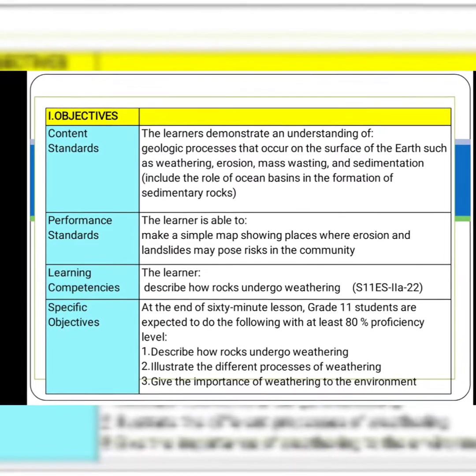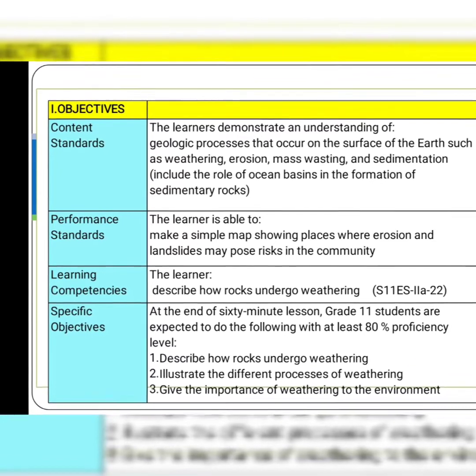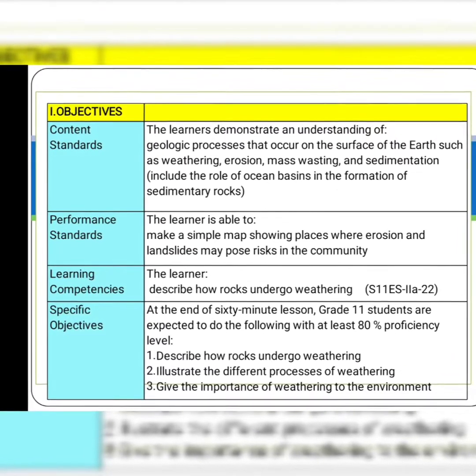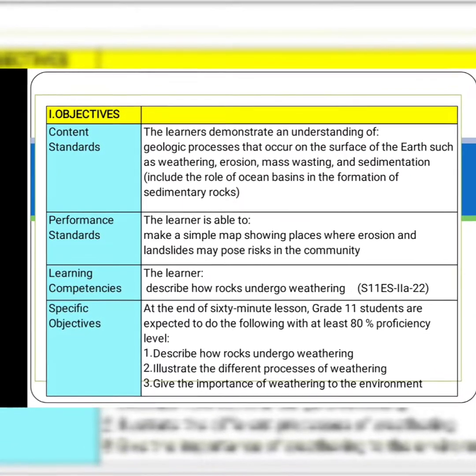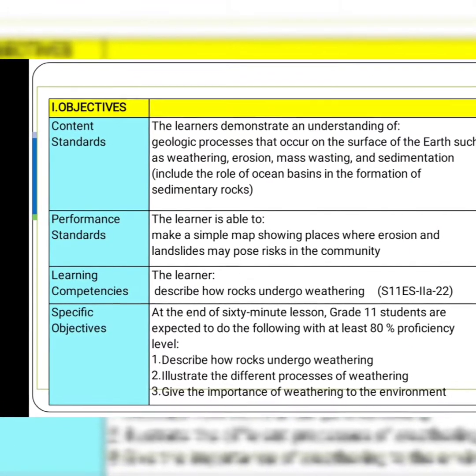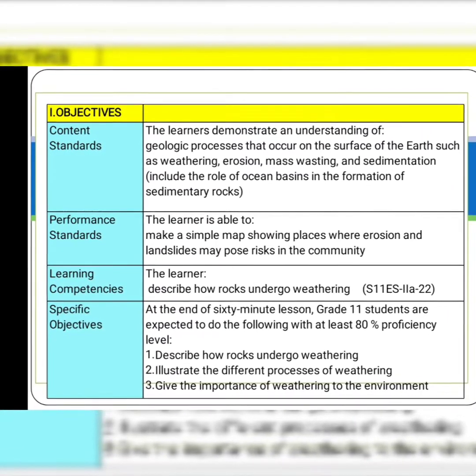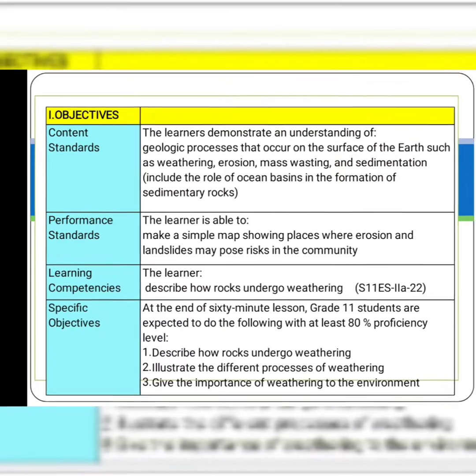Setting the objectives part is the most important because as part of the lesson plan, this is where you are going. This is the end goal that you have to achieve at the end of the lesson.